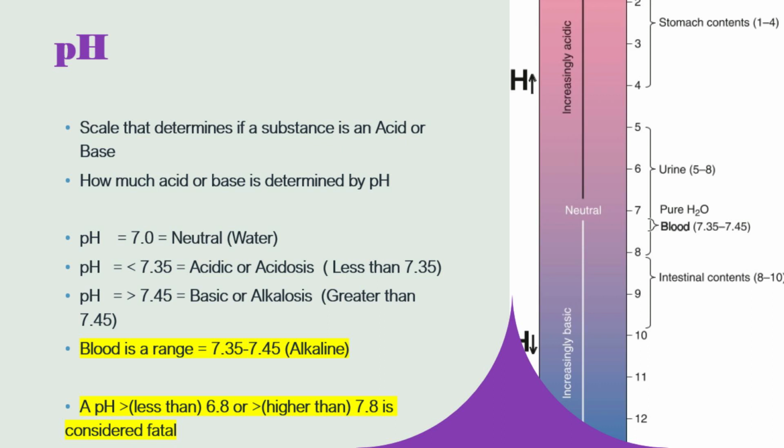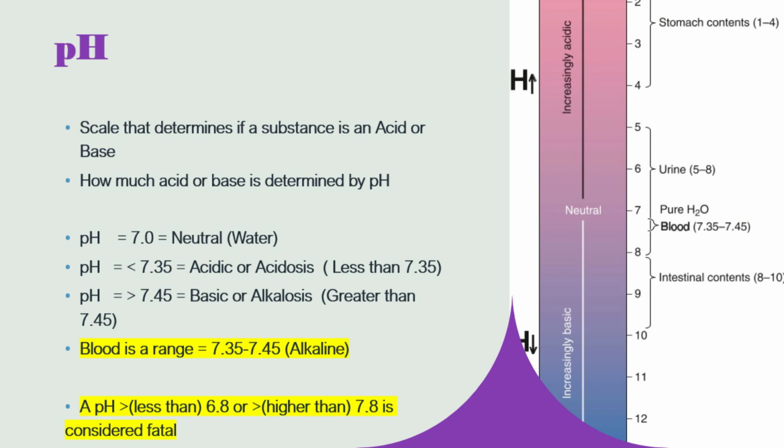Something that is acidic has a pH of less than 7.35. A pH of greater than 7.45 is considered basic, or alkalotic, or alkalosis, or alkaline. Note the prefix, alka. Blood should be in a range of pH of 7.35 to 7.45. Blood is alkaline. A pH less than 6.8 or higher than 7.8 is considered to be fatal.